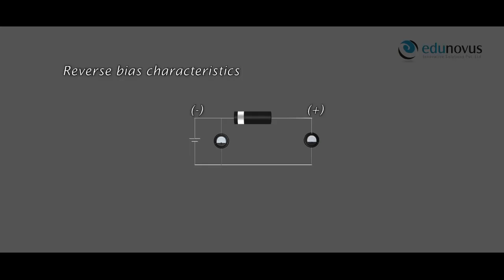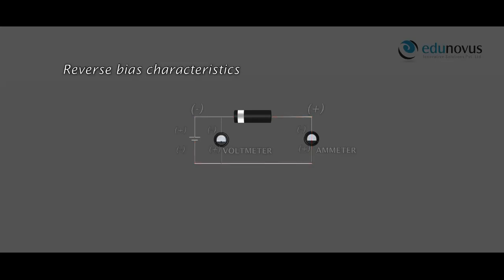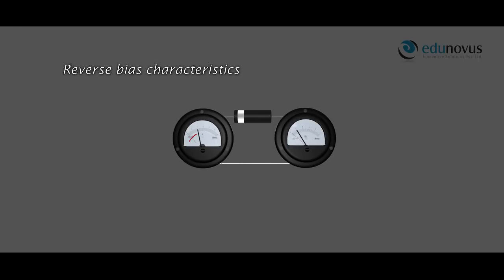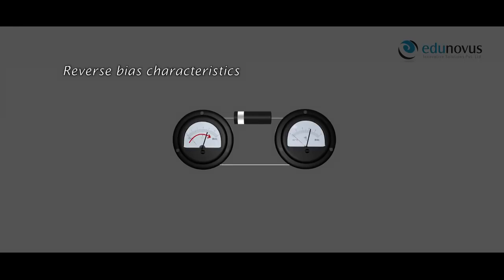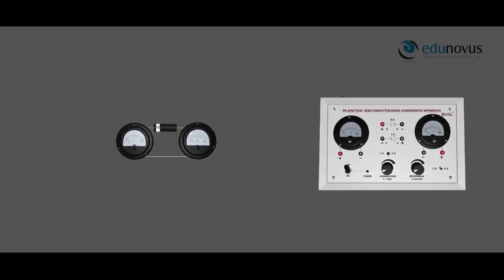Now, let us move on to the reverse bias characteristics. When the P section is connected to the negative terminal and the N section is connected to the positive terminal of the battery, the PN junction is said to be in reverse bias. With the increase in the reverse bias voltage, a very small reverse current flows which remains almost constant. When the reverse bias voltage V equals the reverse breakdown voltage, the reverse current suddenly increases to a large value.